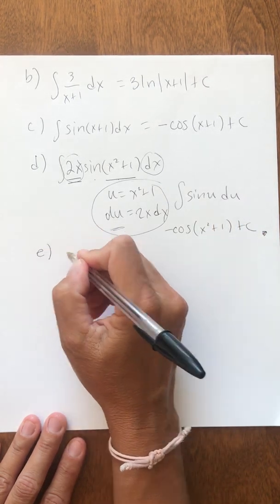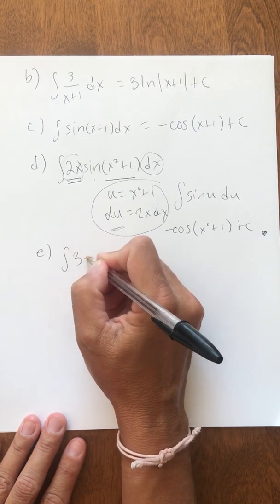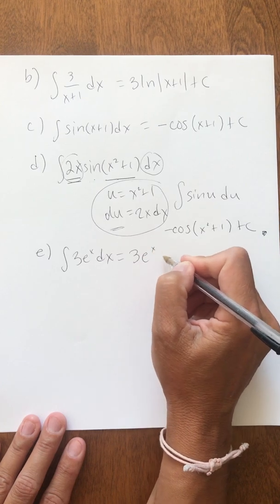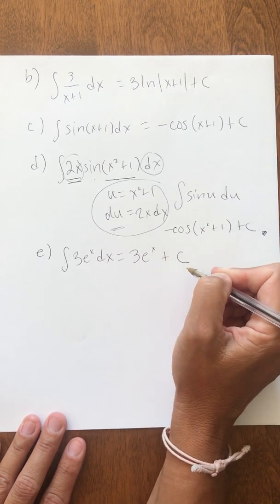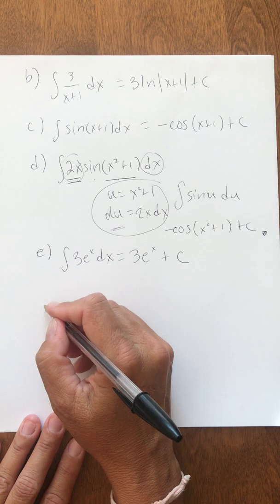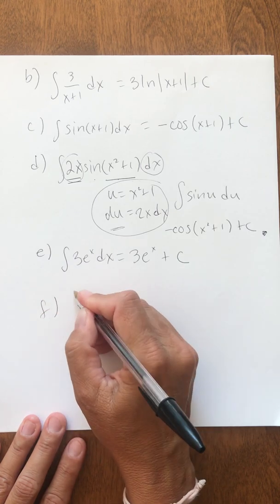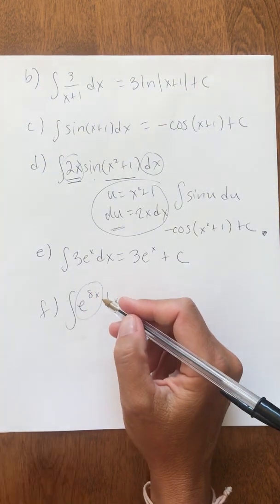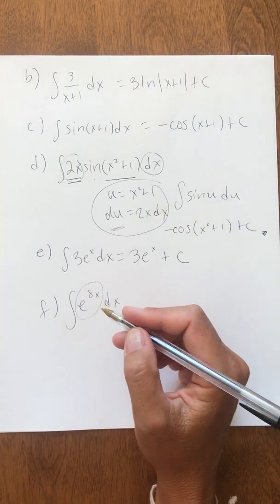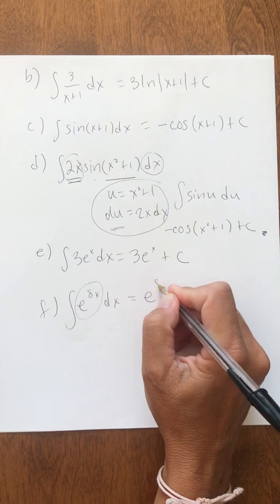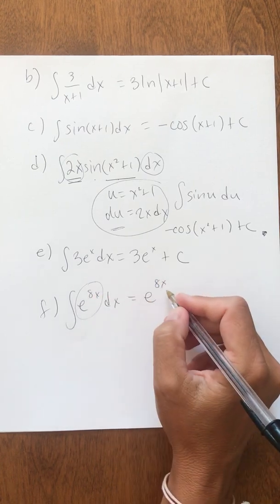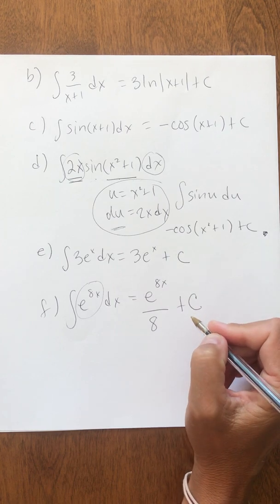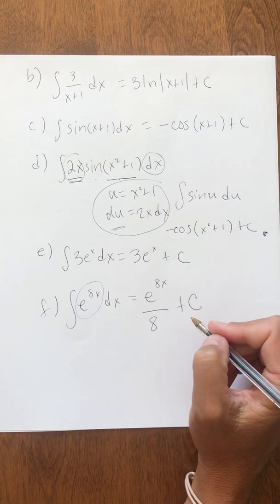For part E, I have the antiderivative of 3e to the x, the derivative, the antiderivative, all the same. And then for the last one, I have the antiderivative of e to the 8x. Remember that whether we're taking the derivative or the antiderivative of e to some power, we always start by rewriting. If I were to take the derivative, I would multiply by 8. So when I take the antiderivative, I divide by 8.